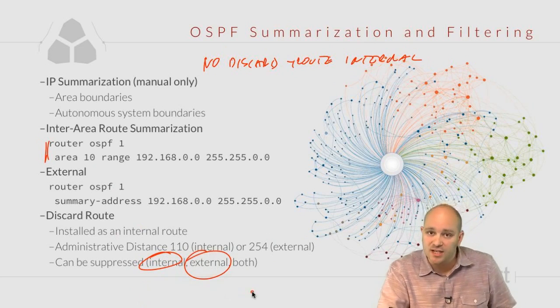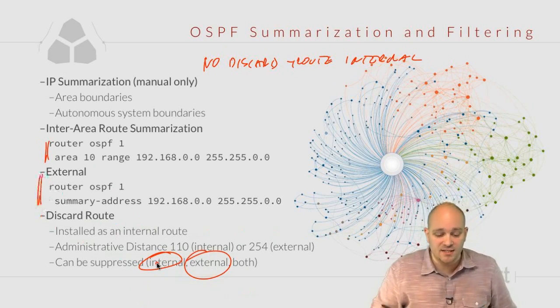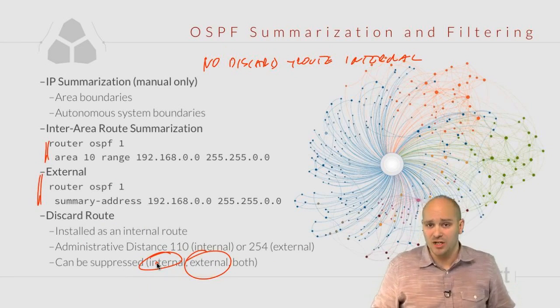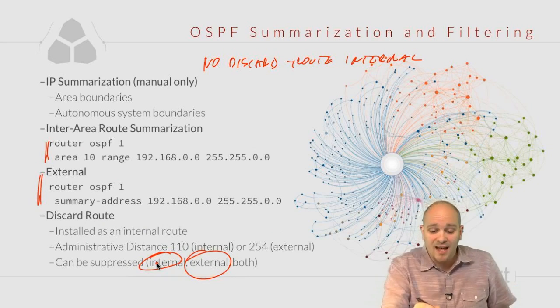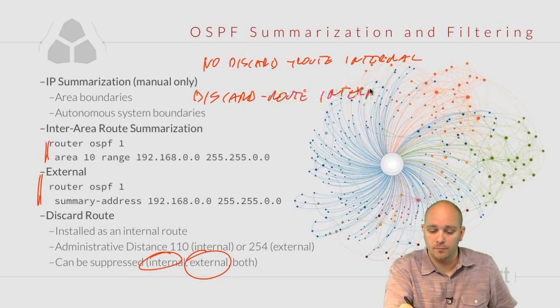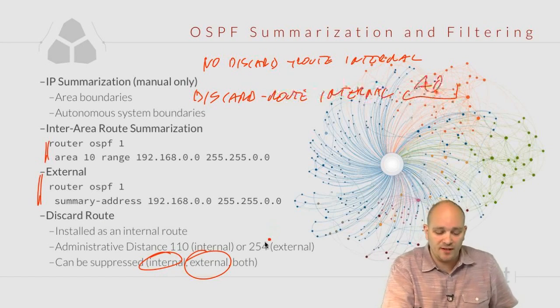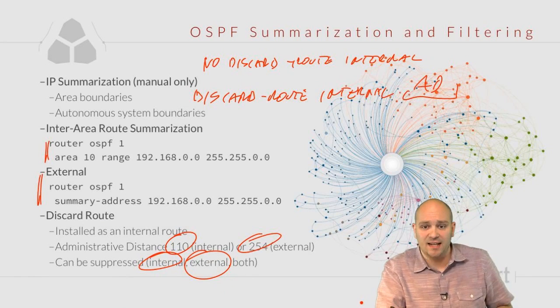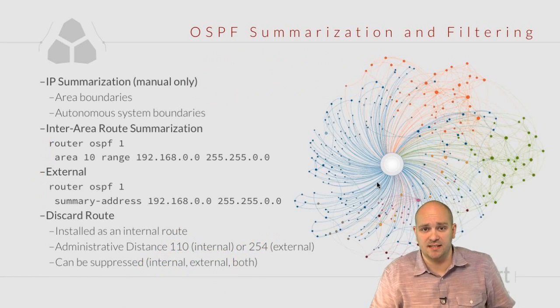Similarly to that, with the external keyword, I can suppress the discard routes that would be generated when I perform an external route summarization. I can use the similar syntax, discard-route, for example, internal, and I can specify the admin distance that I want to use. If I don't like 110 or 254, which are the default ones, I can actually specify the admin distance that I want to use for my discard route.